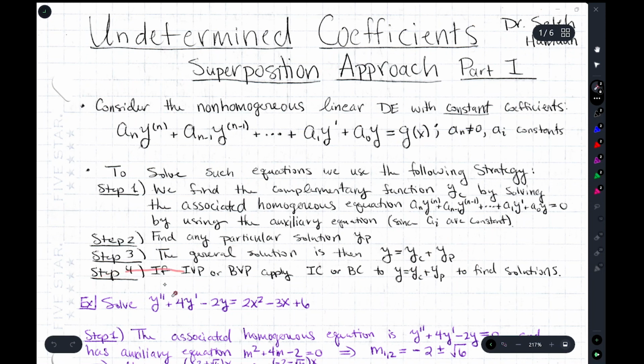And the final step, and this only applies if we're looking at an initial value problem or a boundary value problem, is that we'll take this general solution and apply the initial condition or boundary condition to it. Okay, and it's important that we consider the general solution that we apply the conditions to, and not just looking at the complementary or particular solution.